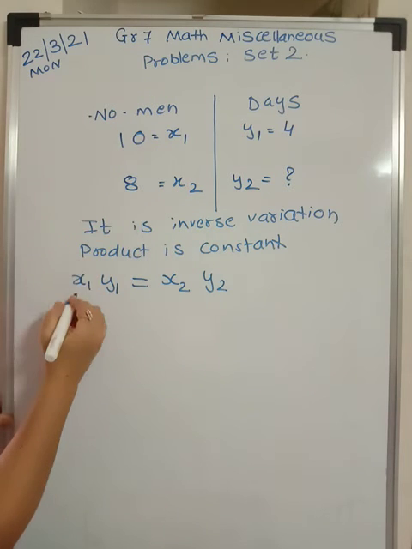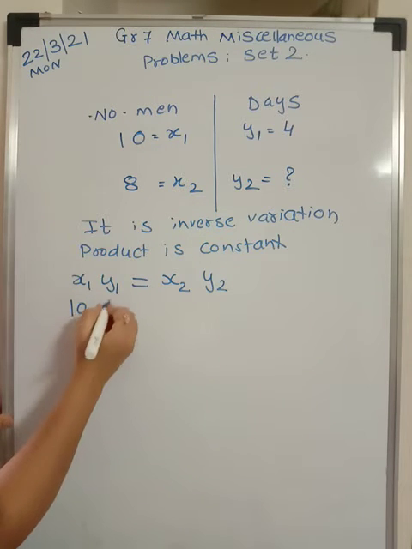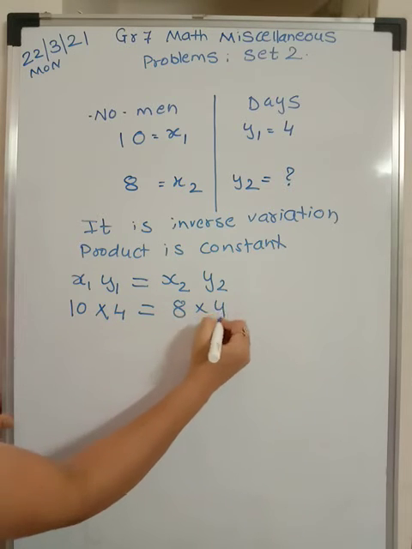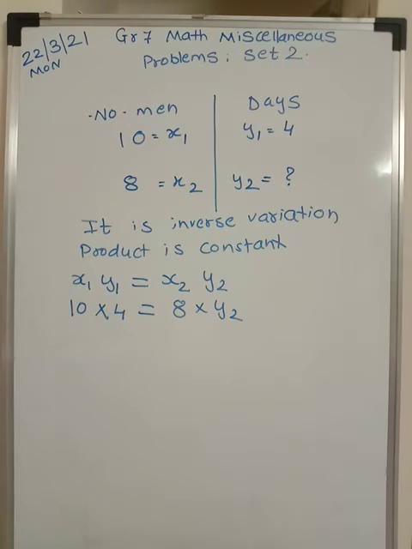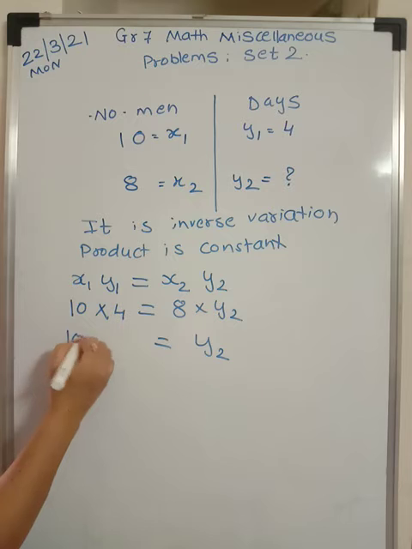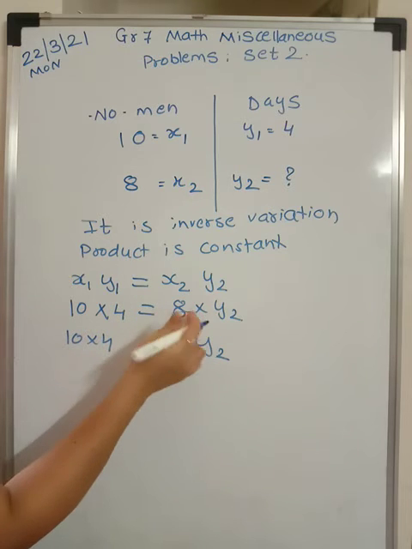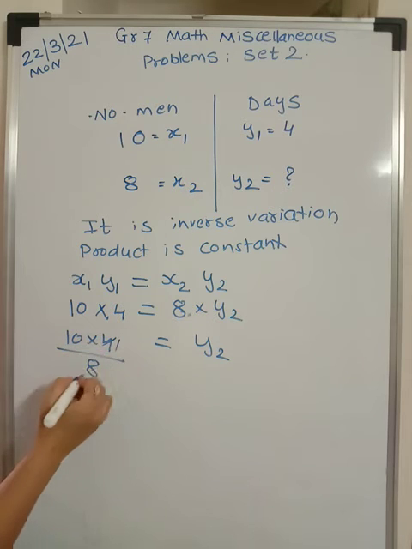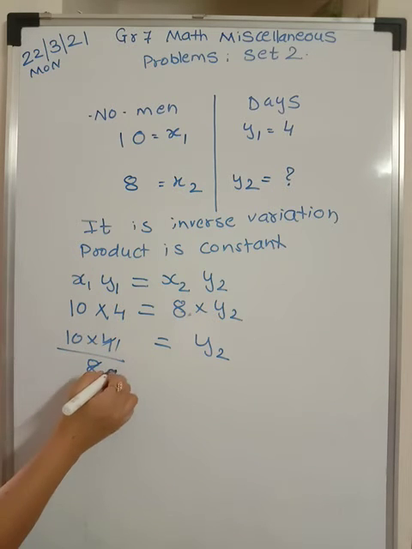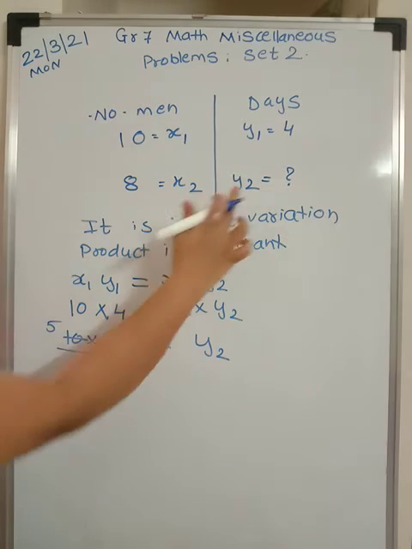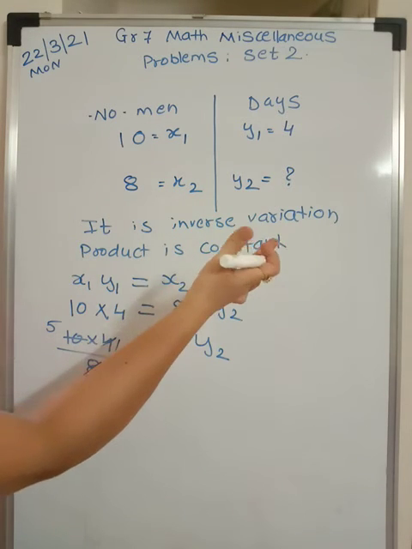Okay, product is always constant. So substitute. What is X1? 10, into what is Y1? 4, will be equal to X2 is 8 and Y2 we have to find out. How many days would 8 men require? So we have to find Y2. So this would be equal to 10 into 4 upon 8. This is in multiplication. If shifted this side, it will go in division, isn't it? 4 ones are 4 and 4 twos are 8. 2 ones are 2 and 2 fives are 10. So how many days will be required for 8 men? One more day they will require.